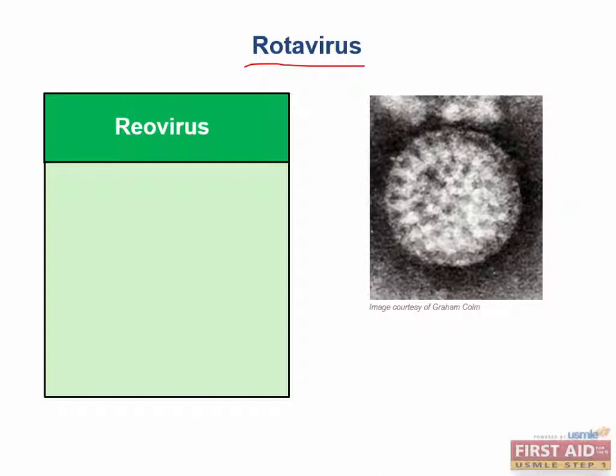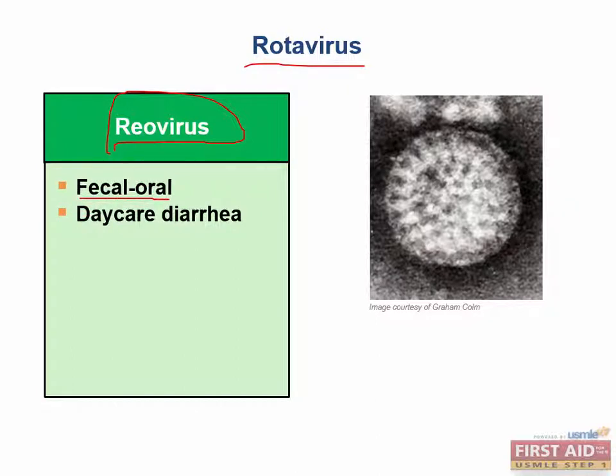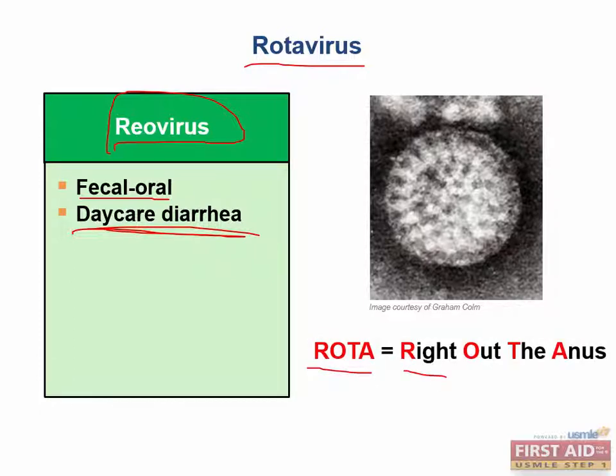The rotavirus and the coltivirus are the two types of clinically relevant reoviruses. Rotavirus is the higher yield virus and the one we will spend our time discussing. Rotavirus is the one double-stranded RNA virus. It is highly transmissible via the fecal-oral route and is seen frequently during the winter months in daycare centers and kindergarten. It happens to be the most common cause of fatal diarrhea in children and is known as the daycare diarrhea. You can remember this mnemonic by remembering rota, or right out the anus.